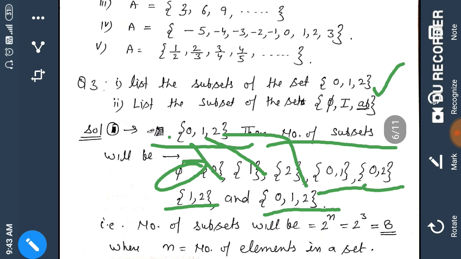Okay, and the number of subsets will be 2 to the power, and this is the formula to find the number of subsets: 2 raised to the power n, where n is the number of elements in a set. How many elements are there? There are 3 elements, 0 1 2 3. So 2 to the power 3 is equal to 8, where n is the number of elements in a set.